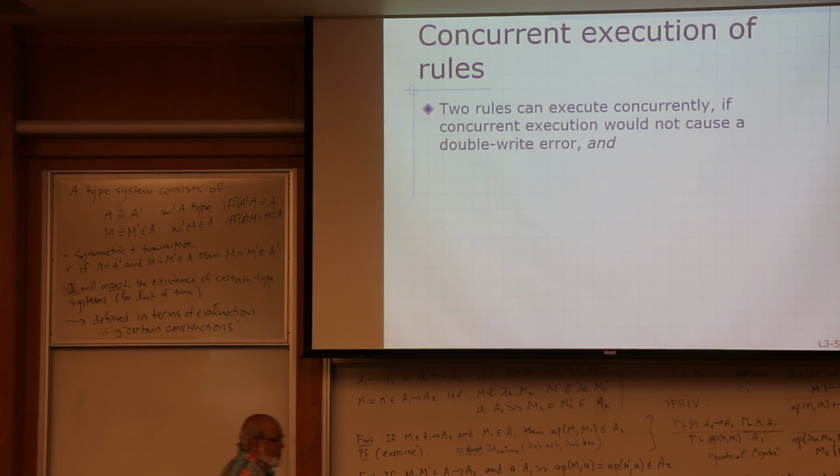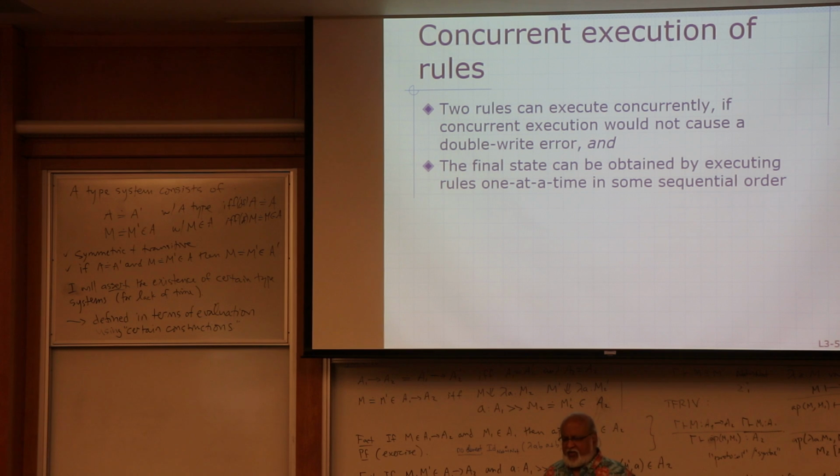Okay, so let's talk of concurrent execution of two rules. Two rules can execute concurrently if concurrent execution would not cause a double write error. What's a double write error? If two rules are writing in register X, we obviously have a problem. You have to make up your mind what value you want in register X. The second condition is that the final state you get to must be achievable by going either this rule followed by that rule, or that rule followed by this rule. Something like that has to be true.